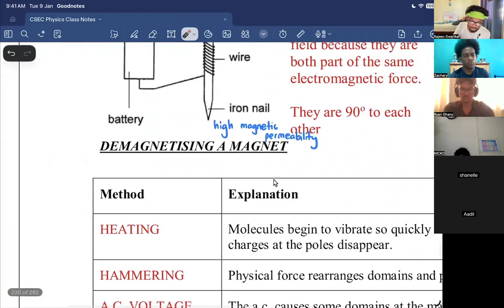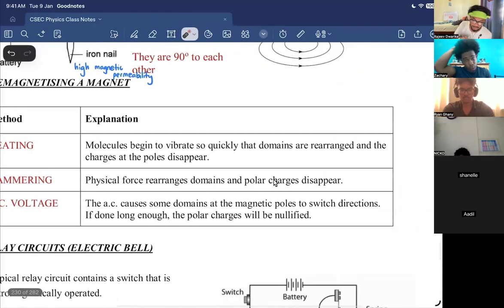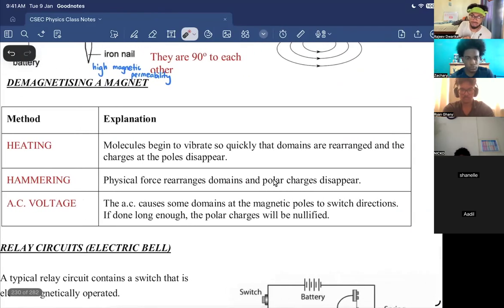But at CSEC level, they just want to know what is causing it to demagnetize; just say heating. Right? So, I mean, that's what they say in here. Ryan, read that for me, read the explanation.